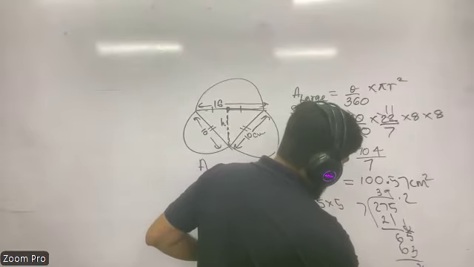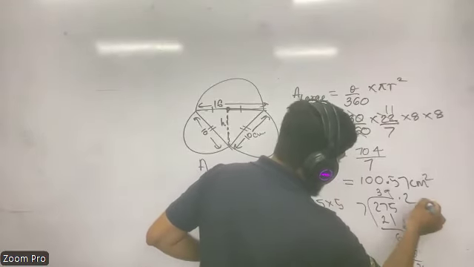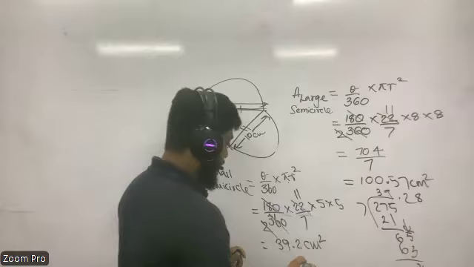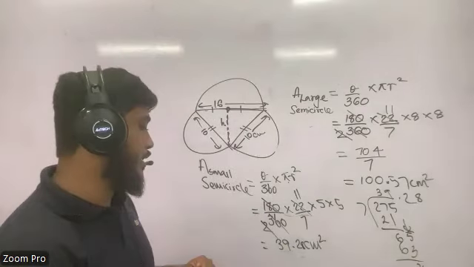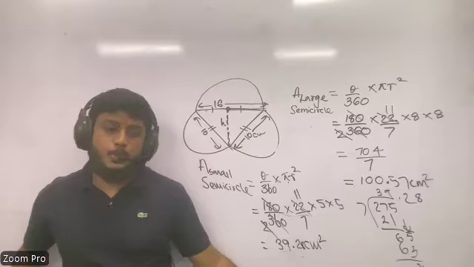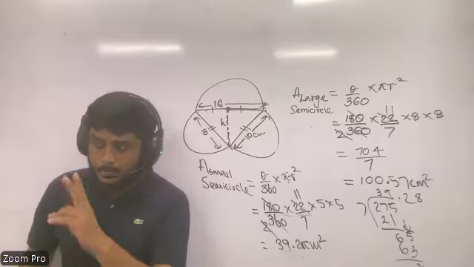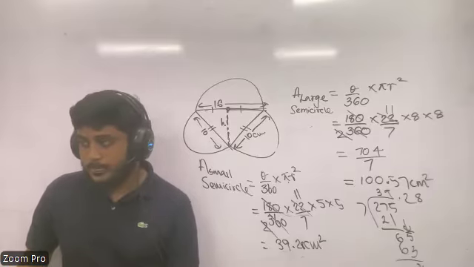Here 14, you get 16. Then 28. 7 into 8, 15. Then 39.28 centimeter squared you can write. Normally, if it comes in decimal, at least divide for two places, two decimal places.